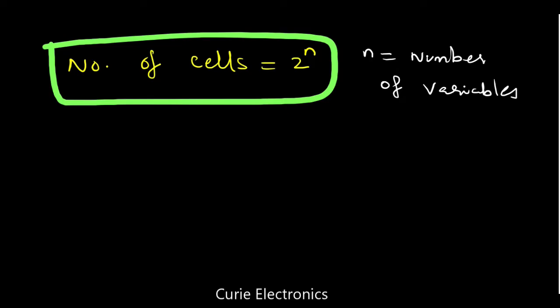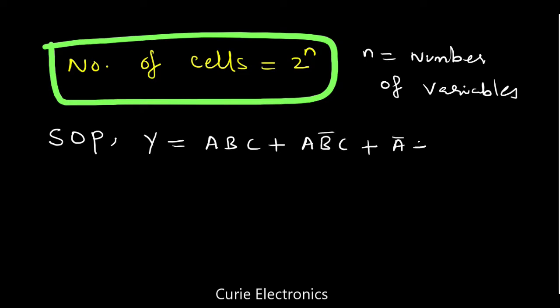Now what is SOP? I hope all of you know what SOP and POS are. SOP means sum of products. That is, we can represent the expression Y equals A B C OR A B bar C OR A bar B bar OR A bar B bar C bar. This is the SOP form, sum of products. See, the product terms we are ORing. This is the sum of products.